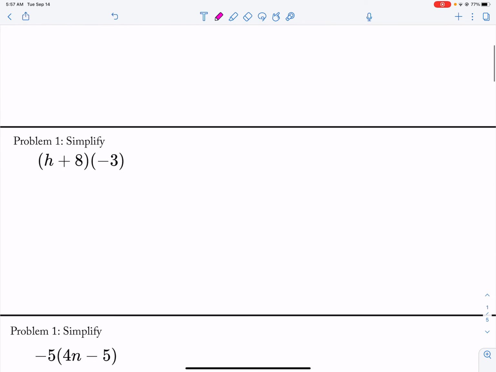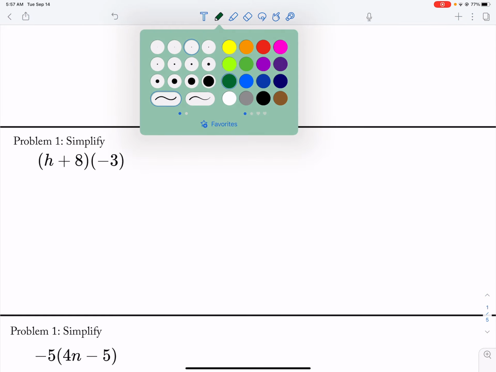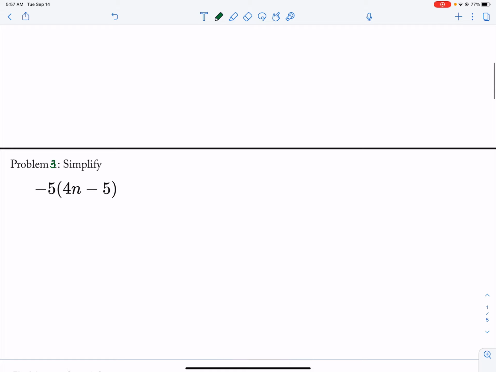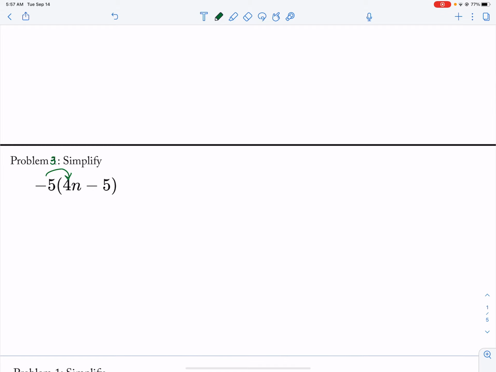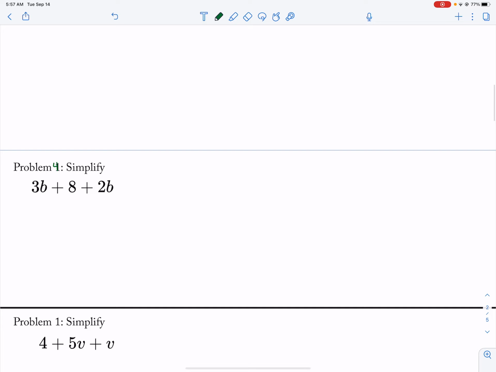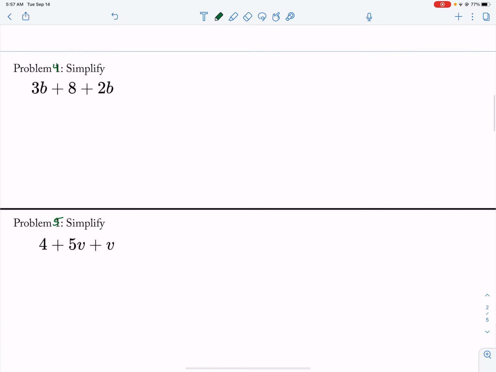They're all problem 1, I'm sorry. I'm going to change these, so I'll change them on the Gradescope too. So this should be problem 3. Again, distribute my negative, so then I get -20n plus 25. Again, distributive property. This should have been 4. This should have been 5.